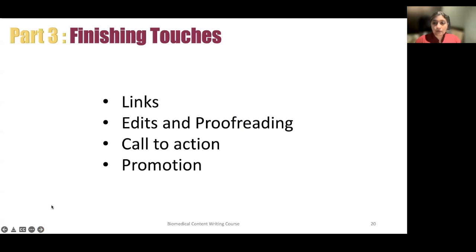With this, we move on to part 3, where we will cover links, edits, and proofreading, call to action, and promotion when you're actually ready to wind up and publish your blog.